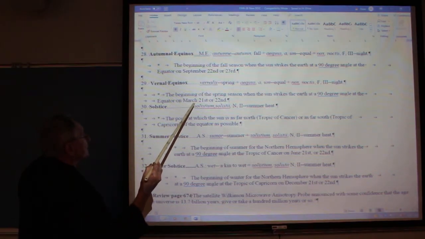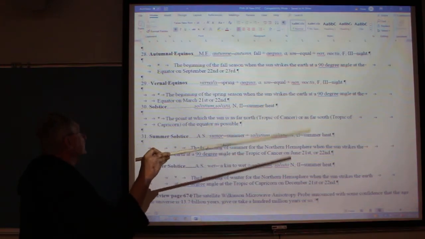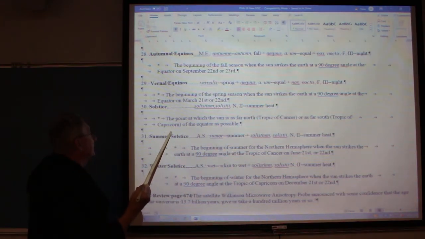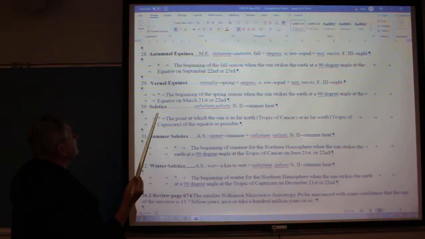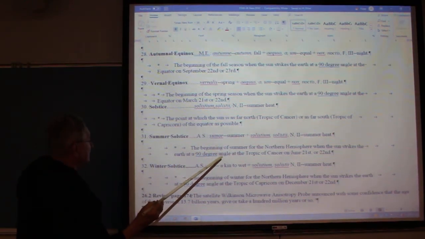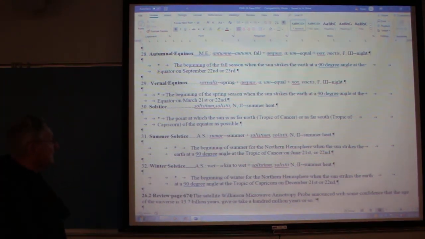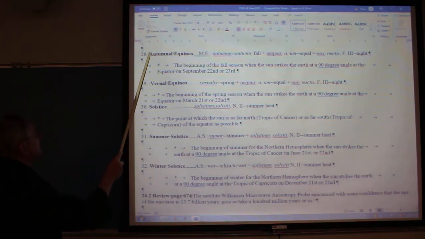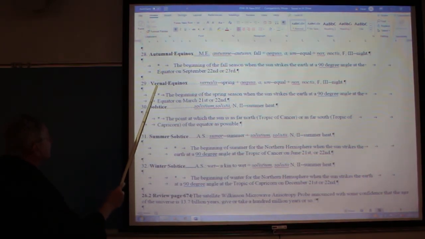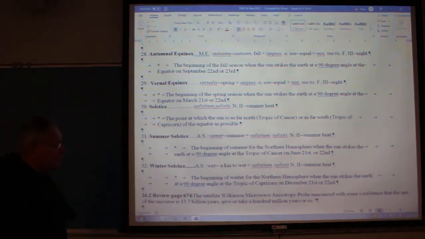Now we know after March 21st, the sun is moving further and further up until it hits the Tropic of Cancer, but that doesn't happen until the summer solstice, either June 21st or 22nd. All of these words, autumnal equinox, vernal equinox, solstice, summer solstice, winter solstice, you all had before. So it's a review of these words.